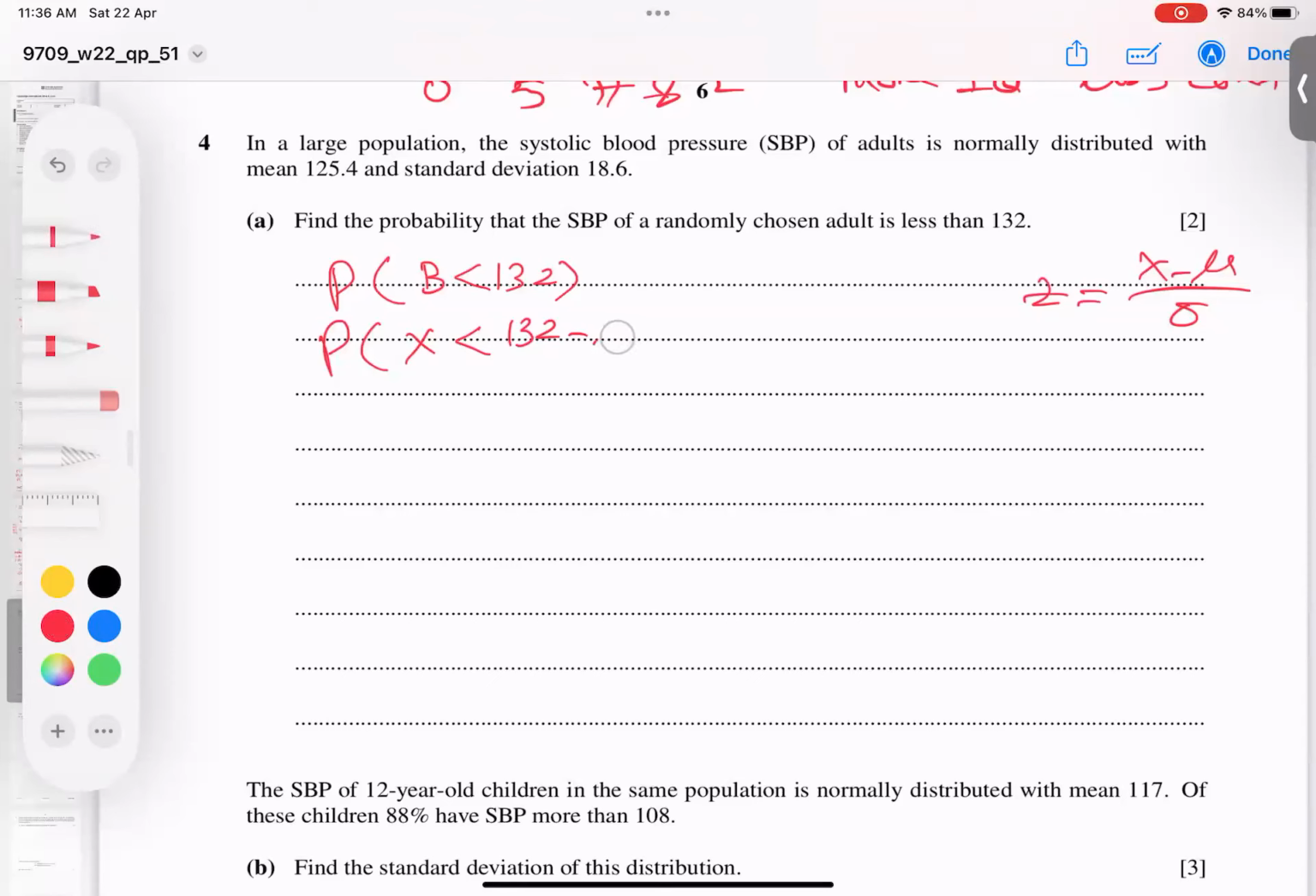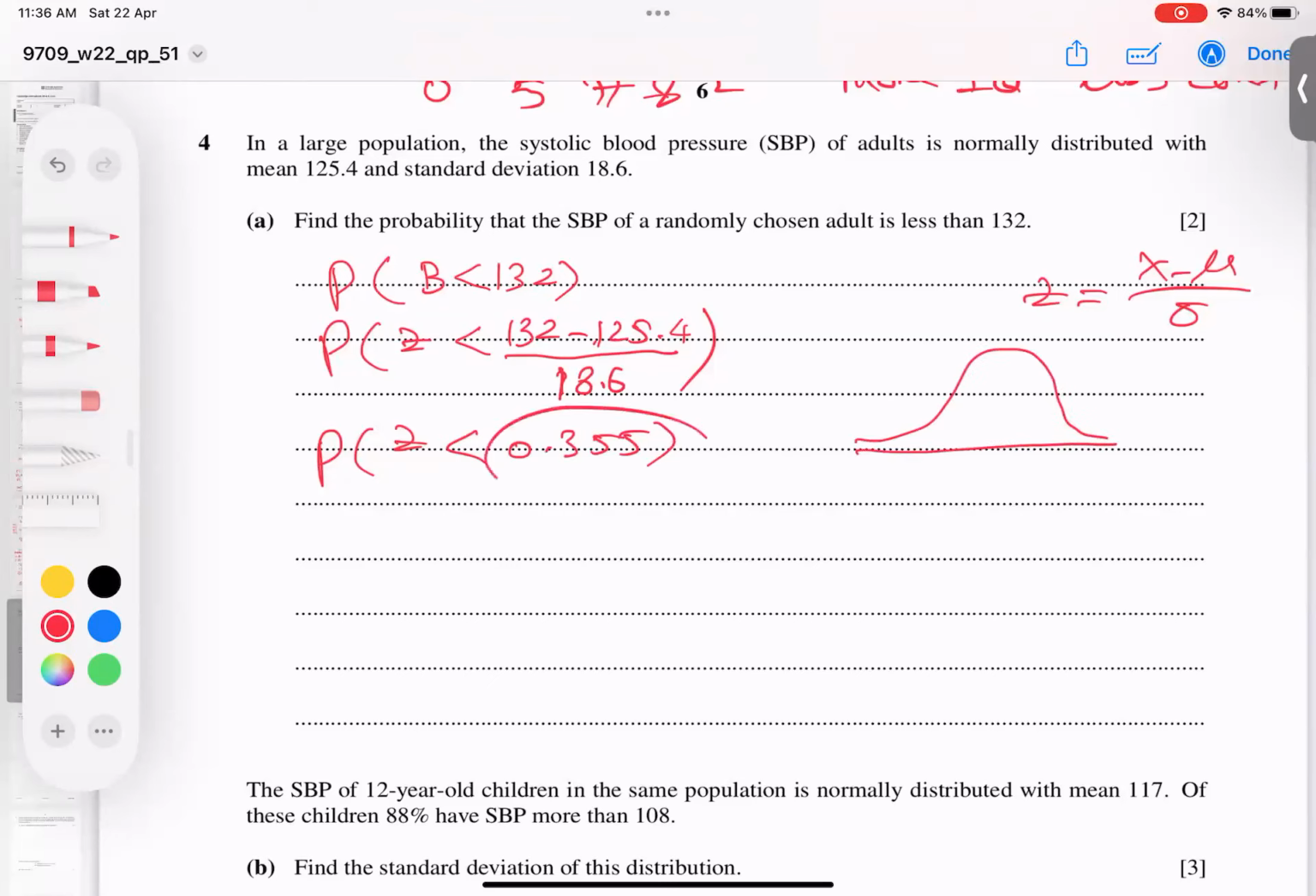So I am writing it now. The mean is very clear, 125.4 divided by 18.6. I hope the point is very clear. And we are converting, so this is not x anymore, now this is z. When I type this whole thing in the calculator, I'm getting 0.355. And I draw a bell shape because is it positive or negative? Positive, so right side. If negative, so left side.